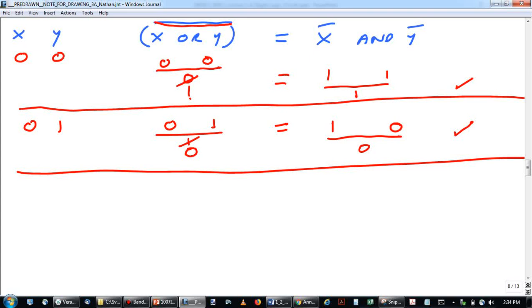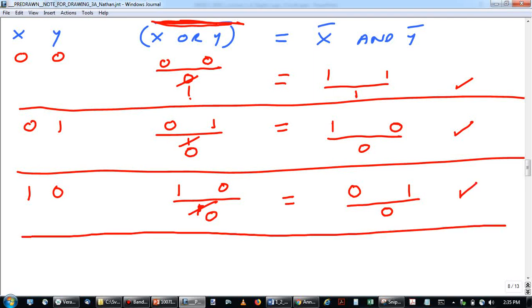That's correct. The brackets go first. So the things in the brackets, you do the X or the Y first, and then you apply the negation, which is across the top here. Yep. So the next one is 1, 0. 1 or 0 is 1. We flip it, we get a 0. So not 1 is 0 and not 0 is 1. 0 and 1 is 0. Are they the same? Yes.